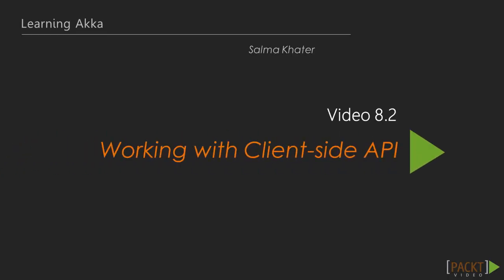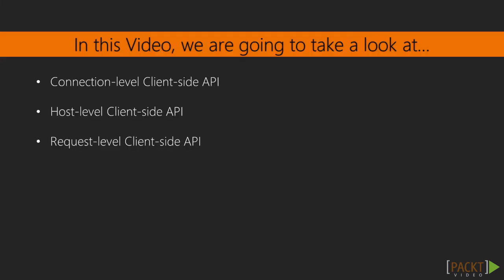Welcome to the second video in Section 8, Working with Client-Side API. In the previous video, we were introduced to Akka HTTP module, and we discussed its structure. In this video, we will take a look at different levels on the client-side API: connection level, host level, request level. All functionality of client-side is implemented in the Akka HTTP core module.